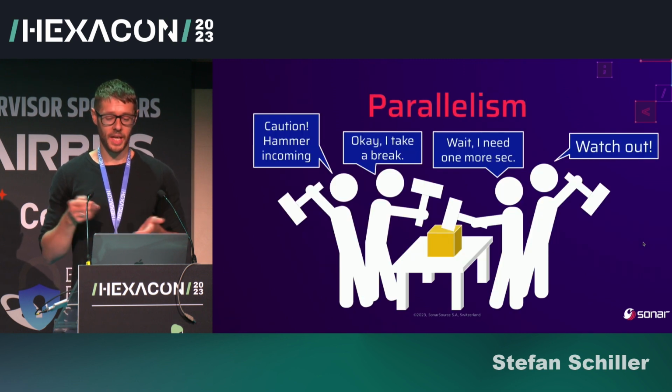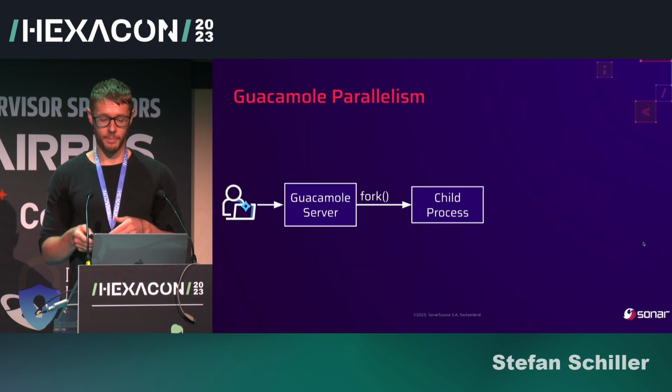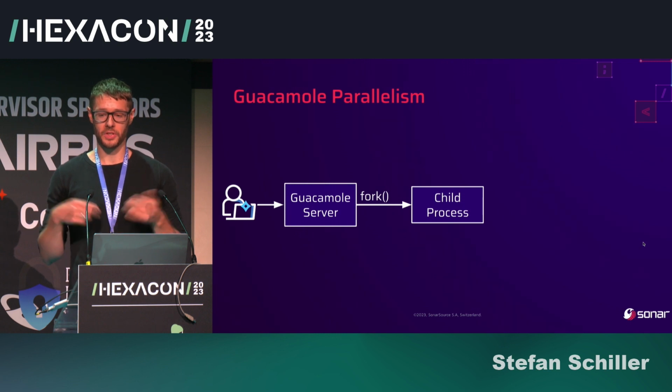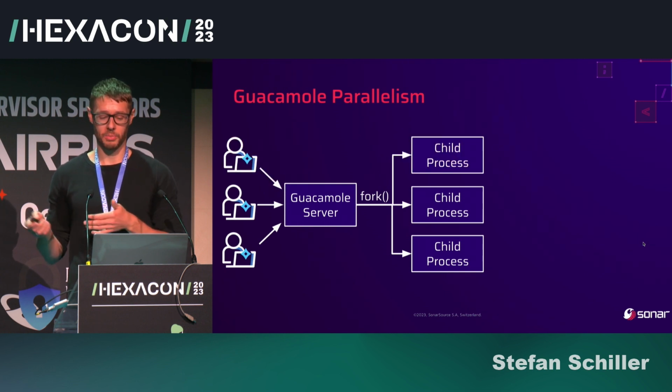Doing things simultaneously on its own is not really a problem. If each worker is working on a self-contained task, which is independent from another worker's task, there are no issues with concurrencies. The challenges arise when the same resource needs to be accessed simultaneously. So how many workers does Guacamole employ? When a user connects to the Guacamole server, the main process forks a new child process. When another user connects, a new child process is forked. When a third user connects, another child process is forked. This is done for every new connection.